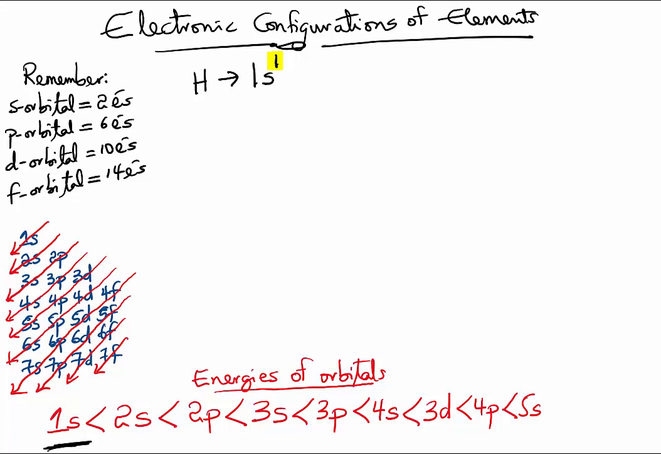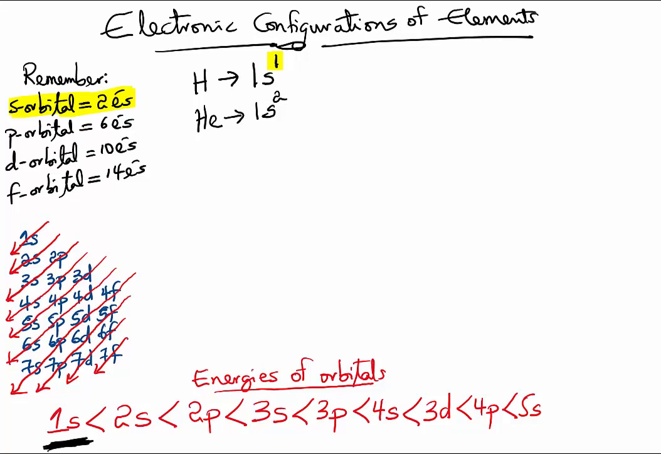Let us take a look at the second element, helium. Helium has a total of 2 electrons. However, the s orbital, the lowest energy orbital, can take up to 2 electrons. Remember, s orbitals can take 2 electrons. So, the electron configuration for helium will be 1s2, which means that 2 electrons are located in the 1s orbital.